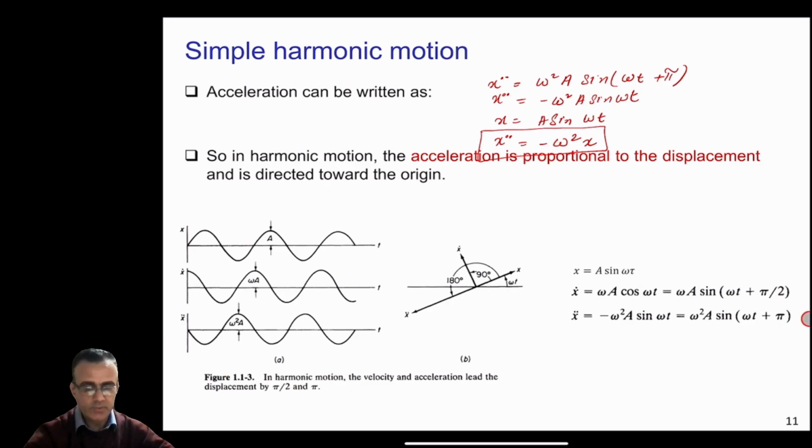Okay, so we just derived these equations. This was the displacement equation, this was the velocity equation, and this was the equation for the acceleration here. And we then plot these values here. And again, you need to see here that the amplitude here is a, because it's a sine omega t. This is t here, and then here the amplitude is omega a, and then the amplitude here is omega square a.